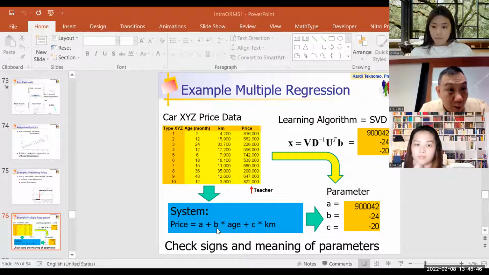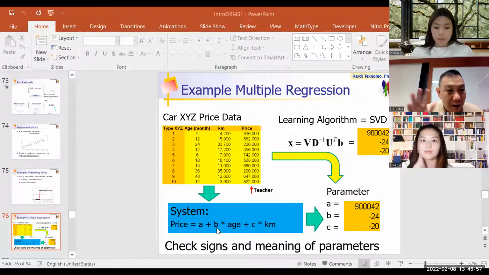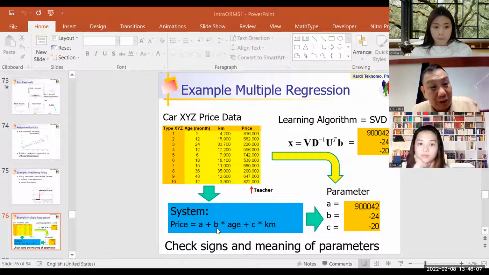From the meaning, you know that the sign must be negative. If the sign is positive, something is wrong. Then you check: probably I mistyped certain data, maybe I made a wrong model. You got it. Don't just input the data into the computer without understanding.